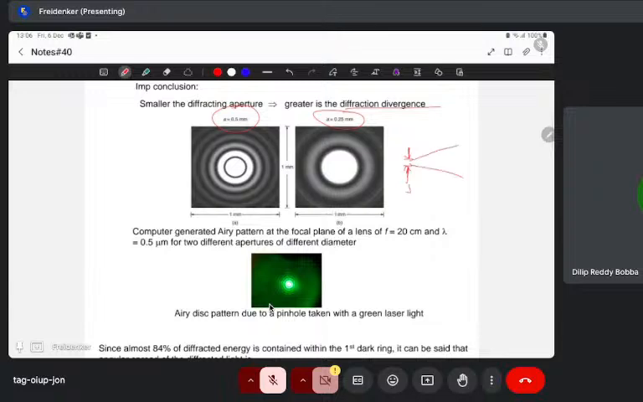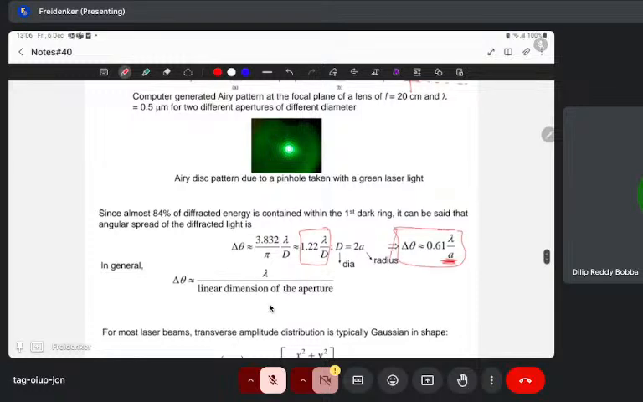If aperture size is too big, then you won't have this effect. The angular dispersion will be less. But if you decrease it, then the angular effects will be more. So that is probably what this is trying to tell. If aperture size is normal, it's fine. But if you decrease it, then you will get angular effects.